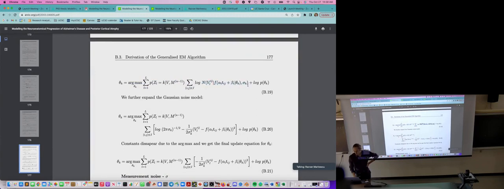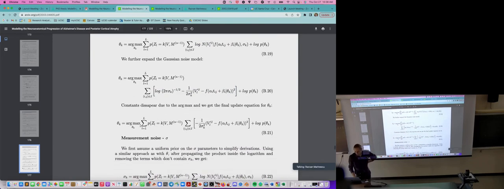So the likelihood is in terms of these normal distributions of v_l given the mean. Now instead of a mu, we have the shape of that sigmoidal function f and sigma. And we simply expand the Gaussian noise model. What is the Gaussian noise model? It's the normalization constant times the exponential. And because this is a log, it's the log of the normal distribution, and constants disappear. Eventually we get this final update rule for theta, which looks quite different from what we had.